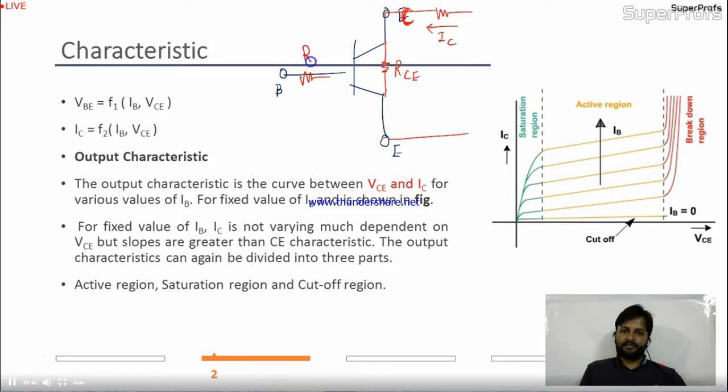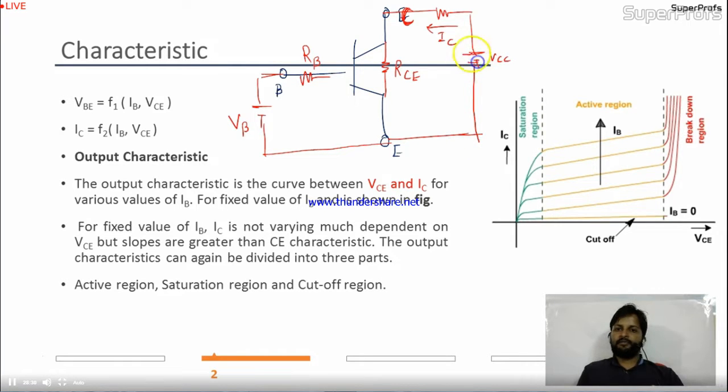If I take resistance over here, let's give the name RB. Here, VB, okay, fine, and this is grounded, common emitter. Here, VCC, and now you are having two meshes over here. This is the input mesh, then this is the output. Or in other words, I can say this is the input loop and this is the output loop.